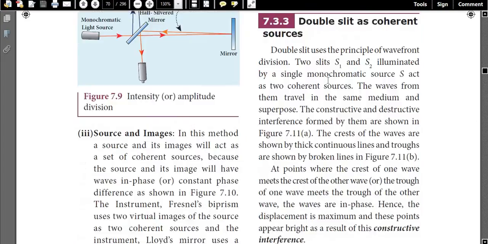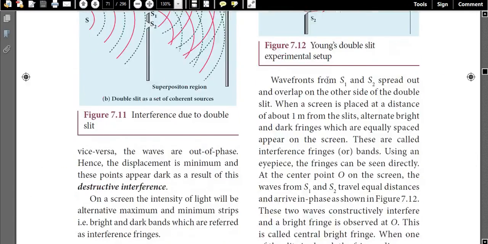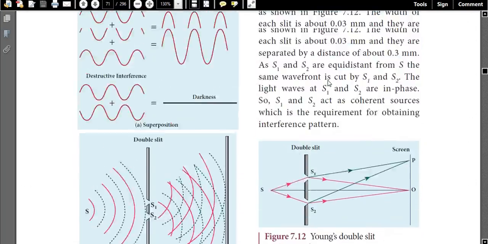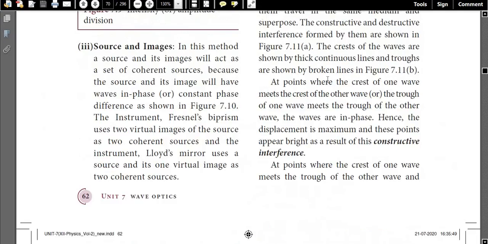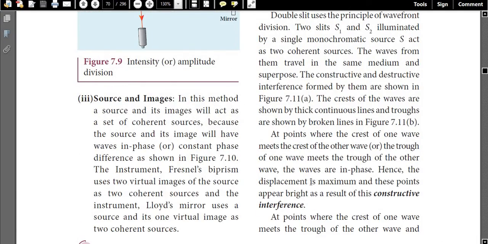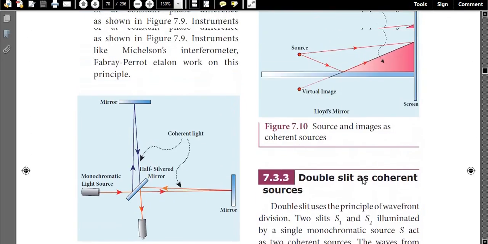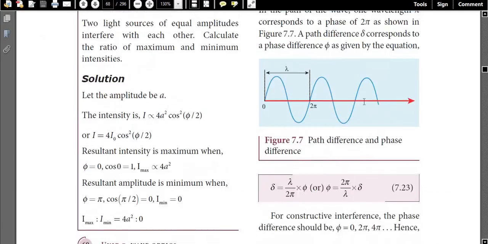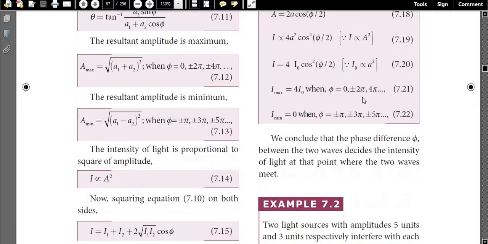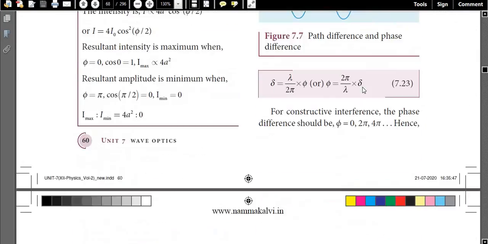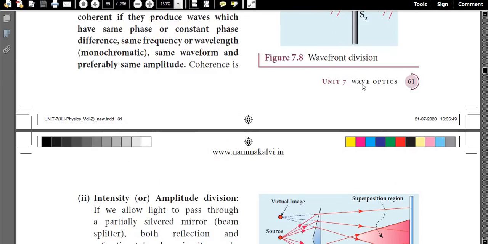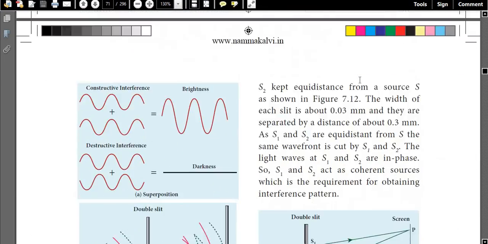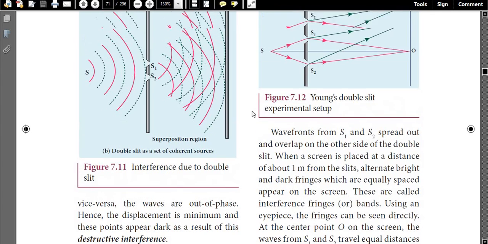So what is the definition of constructive interference? Then destructive interference. Here this is the constructive interference: the displacement is maximum at this point, which appears bright as a result of constructive interference. By this diagram we can easily understand constructive interference and destructive interference. One diagram is given in your textbook, which is very easy to understand.